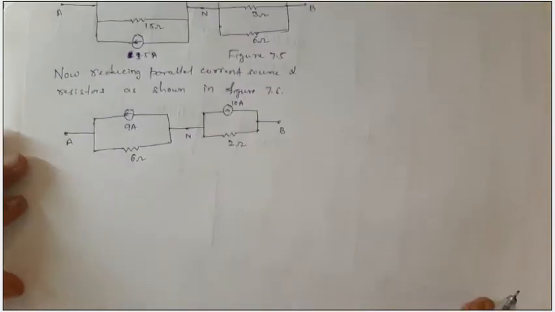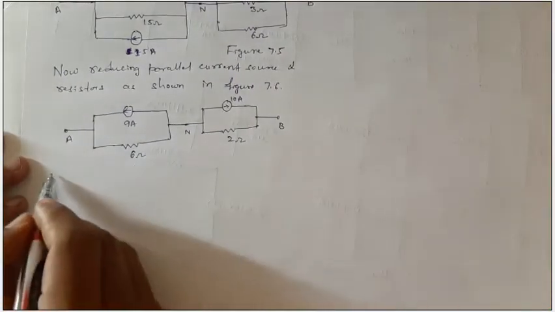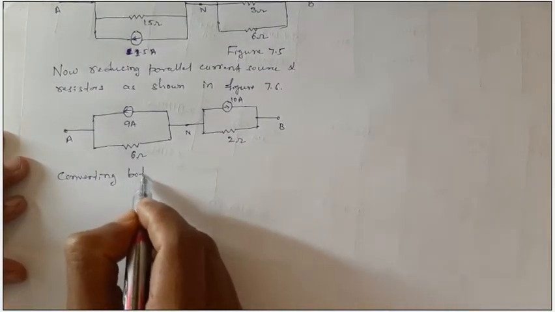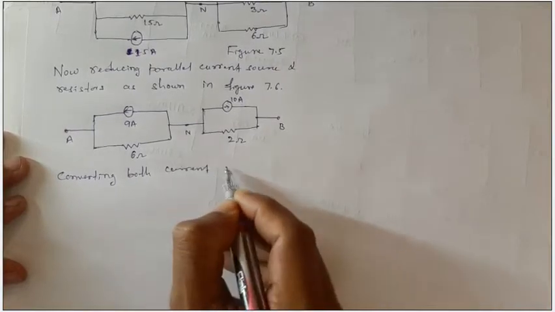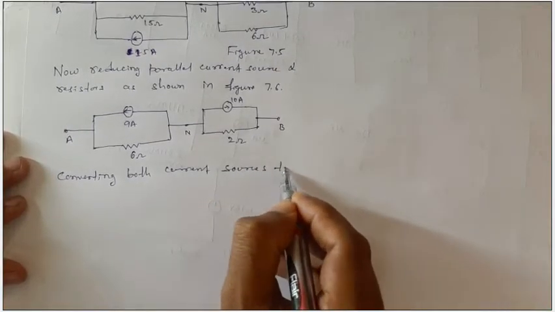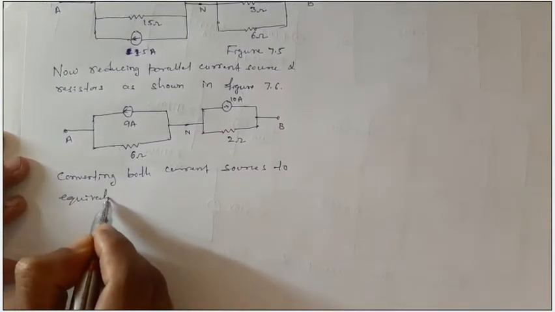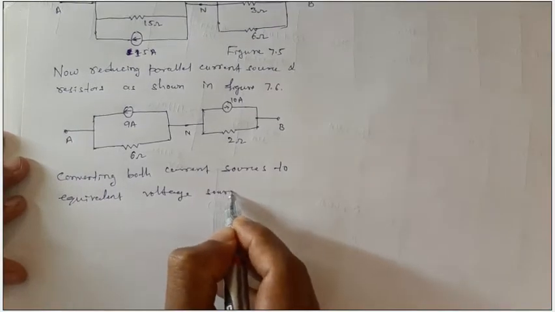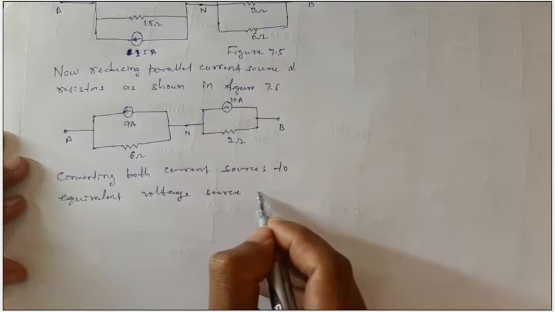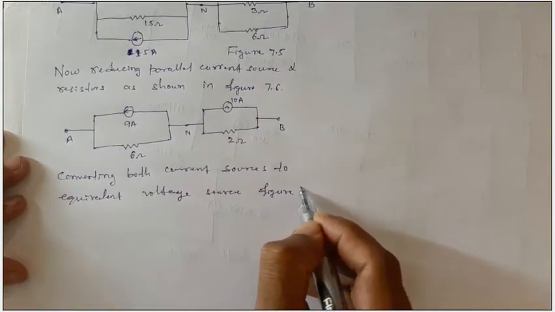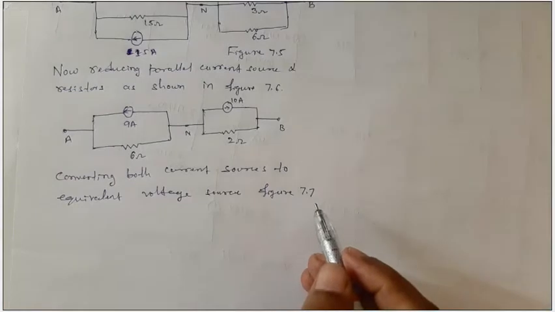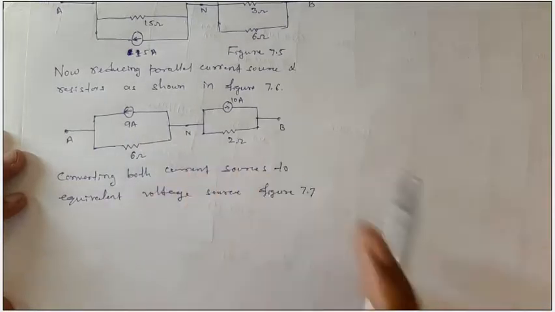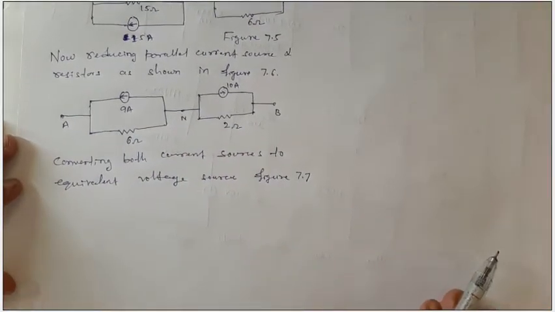Now dear students, let us convert both the current sources. Converting both current sources to equivalent voltage sources as shown in figure 7.7. You write it as shown in the circuit of figure 7.7. So one is 9 ampere and another one is 10 ampere, both can be converted to voltage sources.